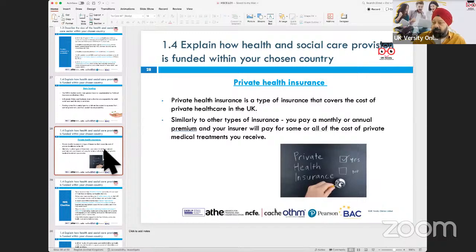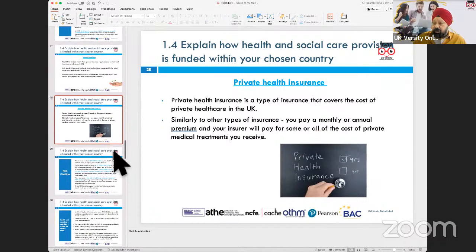Then some part of it is also funded through private health insurance. A lot of us who are economically well off may have private health insurance, and in such cases, those private health insurance policies would cover some of your private health care, which could be provided by various private providers like Bupa or, for example, Spire, or you have Alexandra, and some of these are big trusts and chains which are present across multiple cities in the UK.